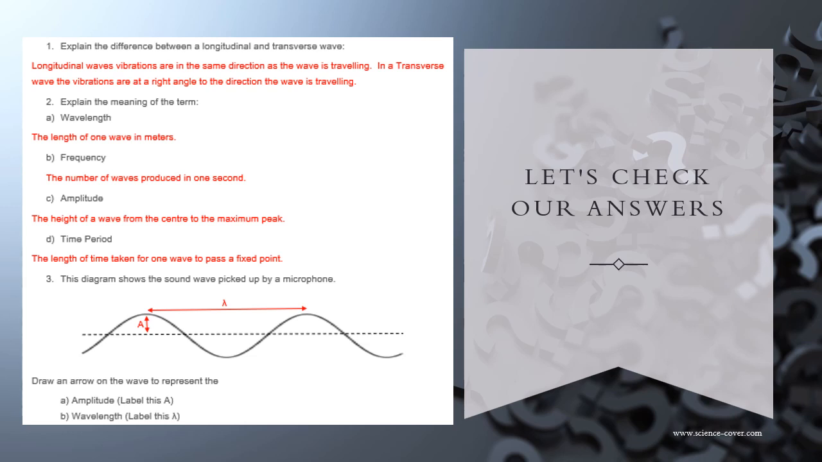Longitudinal waves vibrate in the same direction as the wave is traveling, whereas in a transverse wave, the wave vibrations are at right angles to the direction the wave is traveling.